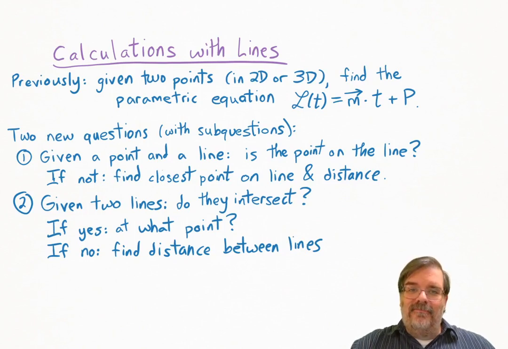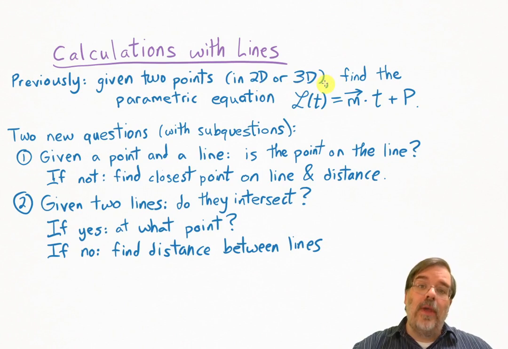Hello everybody! In this video, we're going to learn how to do calculations with parametric equations of lines. In the previous video, you learned how, given 2 points, either in 2 dimensions or 3 dimensions, to find the parametric equation of the line between those 2 points. And we wrote it in this form: L of t equals a slope vector m times your parameter variable t, think of that as time, plus a base point on the line.